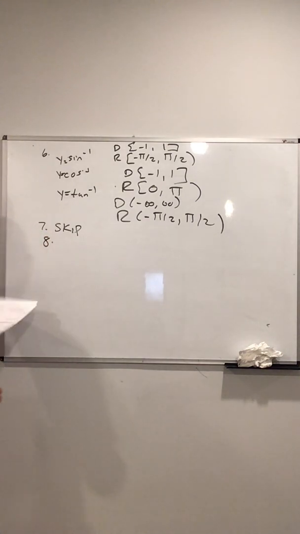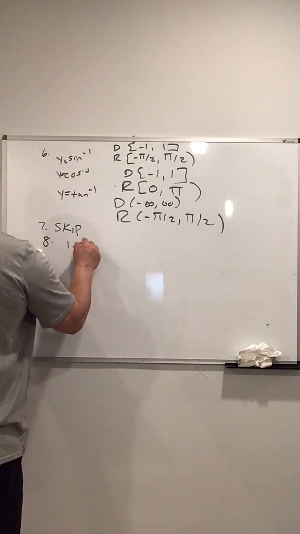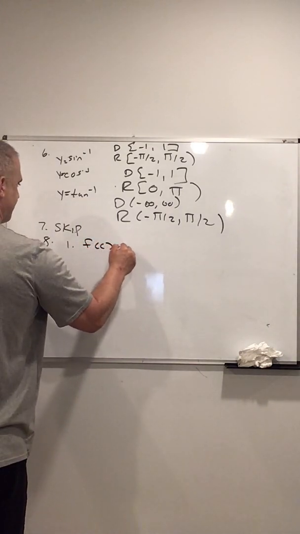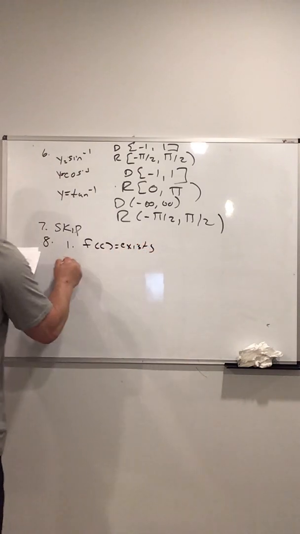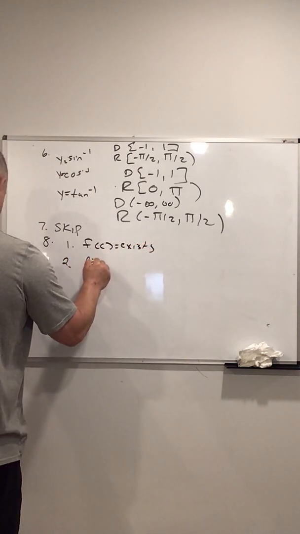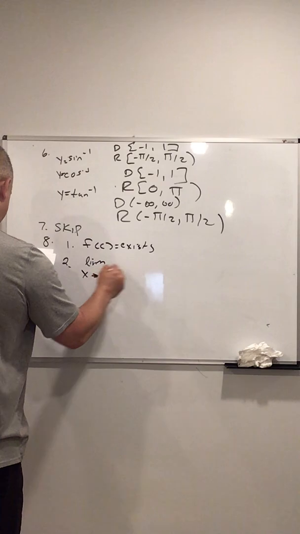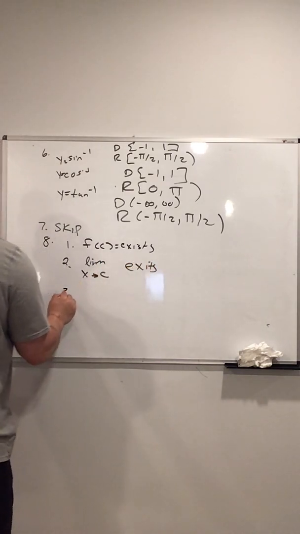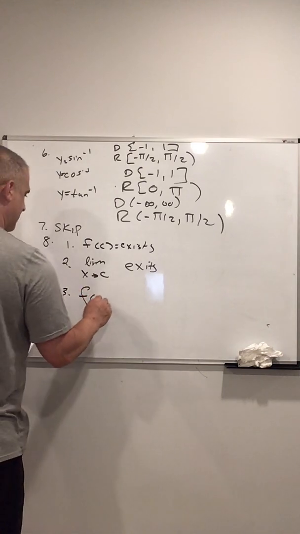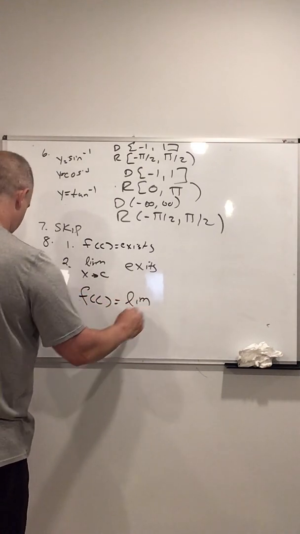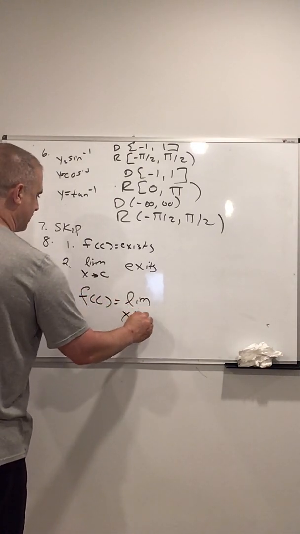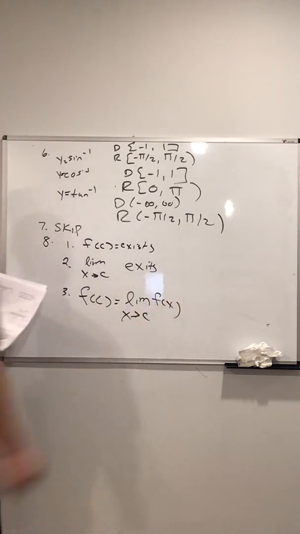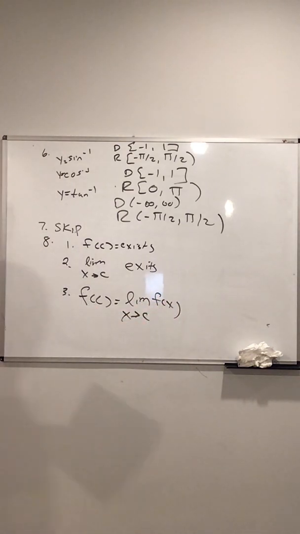Question 8, the 3 parts that define continuity. The first thing is that f of c exists. The second thing is that the limit as x approaches c exists. And the third part is that f of c equals the limit as x approaches c. So those are the 3 parts of continuity.